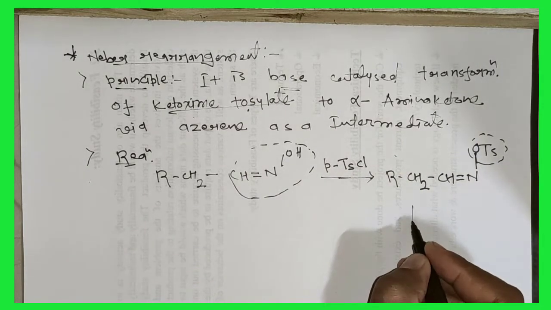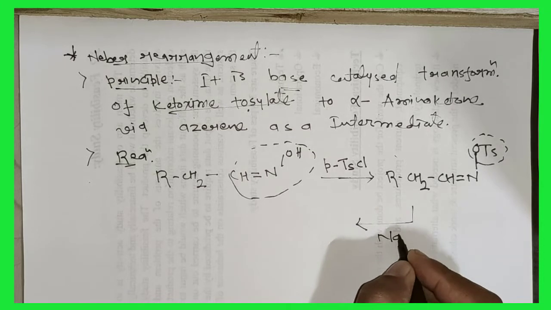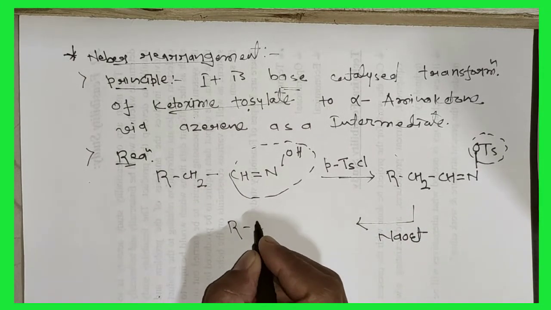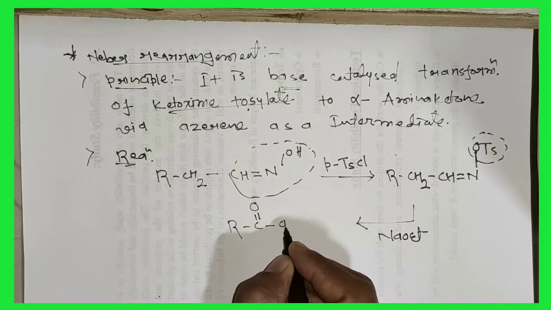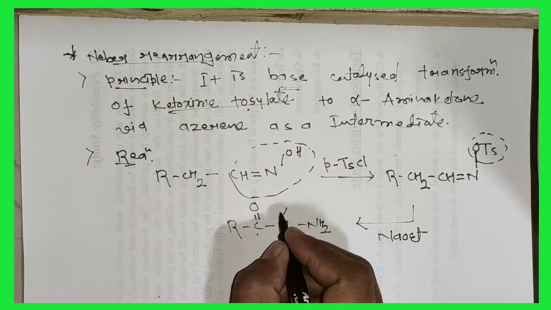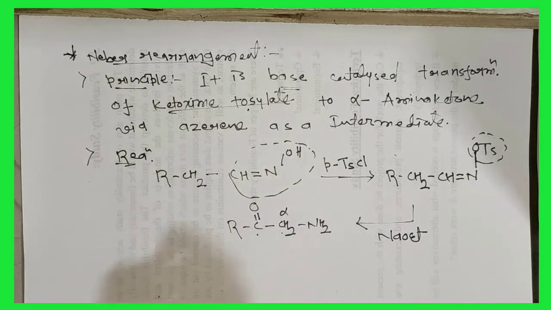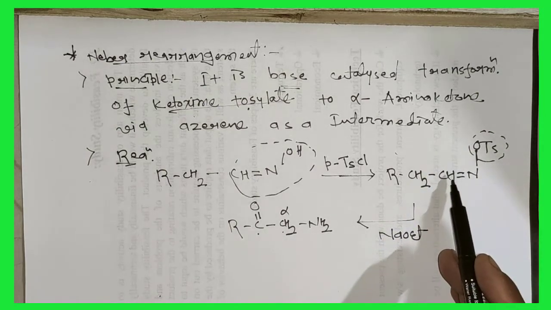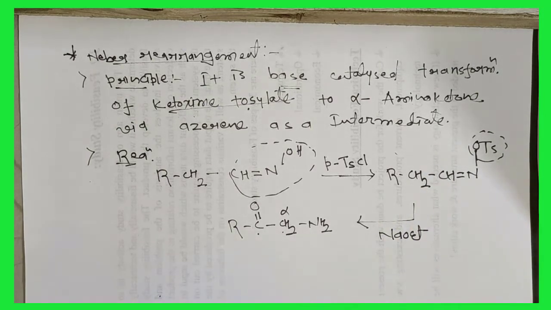After that it reacts with the base, for example NaOEt, sodium ethoxide, and the final product is CH2NH2. The carbon next to the carbonyl carbon is the alpha carbon. So alpha amino ketone is the final product, right? So here ketoxime tosylate is converted to alpha amino ketone. So it is a Neber rearrangement.